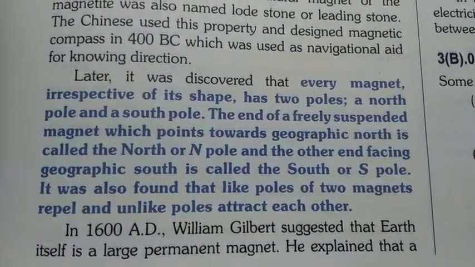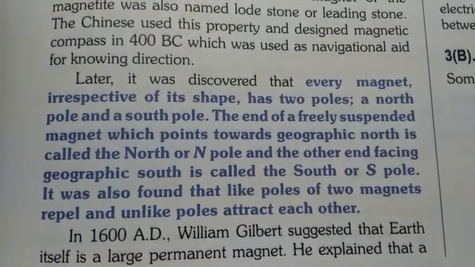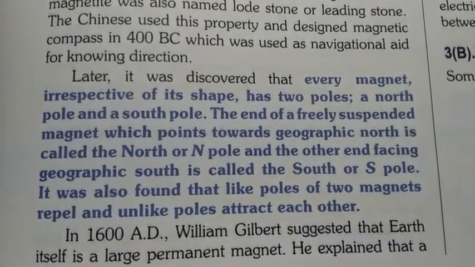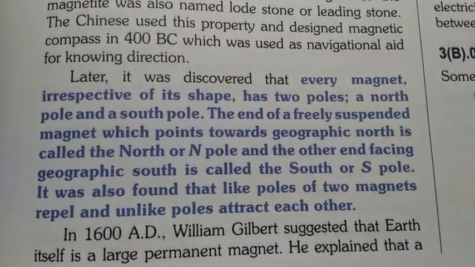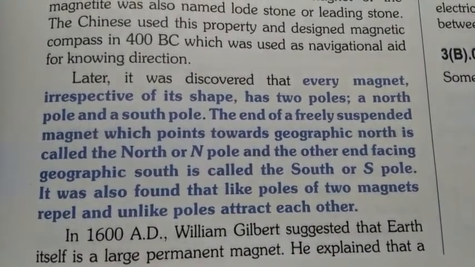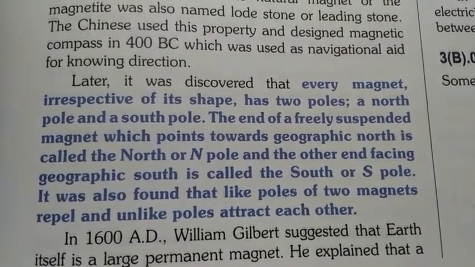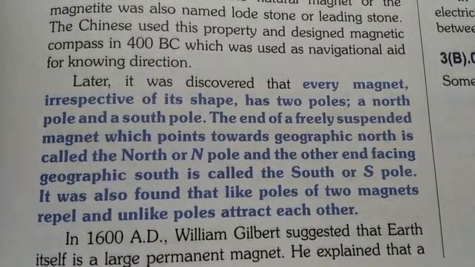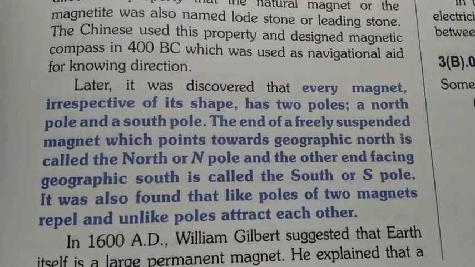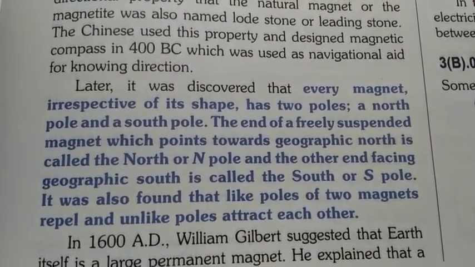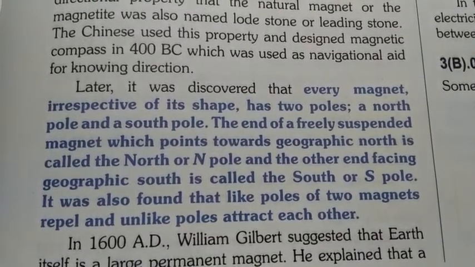So first let's discuss some basic properties of a magnet. Every magnet, irrespective of its shape, has two poles, a north pole and a south pole. These poles can never be separated. If one substance is a magnet, it always has two poles, whatever its shape and size may be.